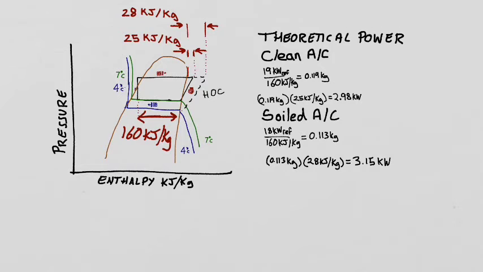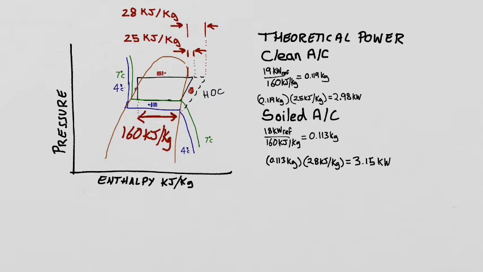Knowing that our clean air conditioner has 19 kilowatts of refrigerant total, that is sensible and latent load, we divide that by 160 kilojoules per kilogram, the process from this point to this point. This gives us our mass flow rate required, which is 119 grams or 0.119 kilograms per second. We do the same for our soiled air conditioner. It has 18 kilowatts refrigerant effect total, latent and sensible, and we come up with 113 grams per second mass flow rate.